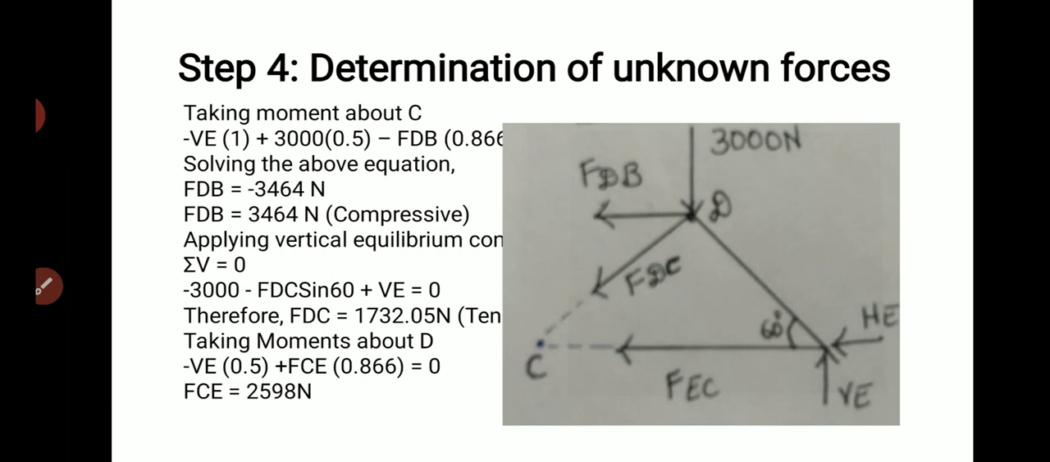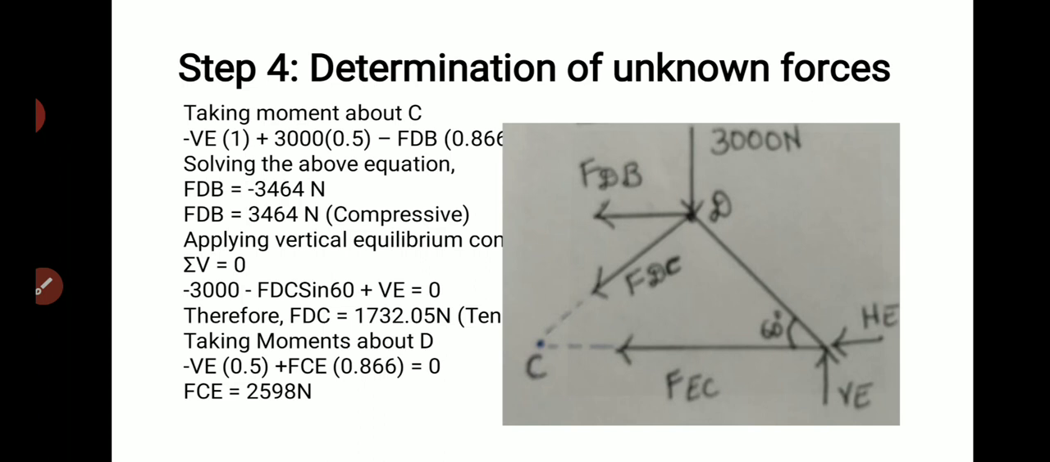The last important step: since I have got FDC and FBD, the only unknown force left is FEC. For determining the force FEC, I need to take the moment about D itself. So if I take the moment about D, VE into 0.5 plus FEC into 0.866 will be equal to 0. If I solve that, FEC will be equal to 2598 Newton.